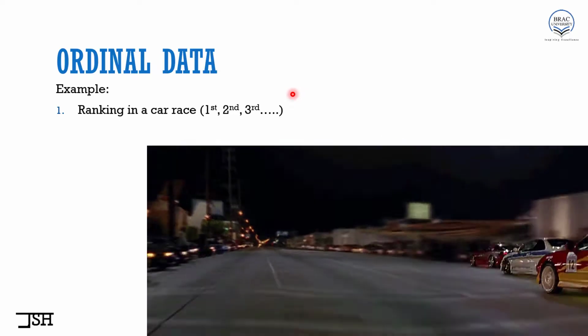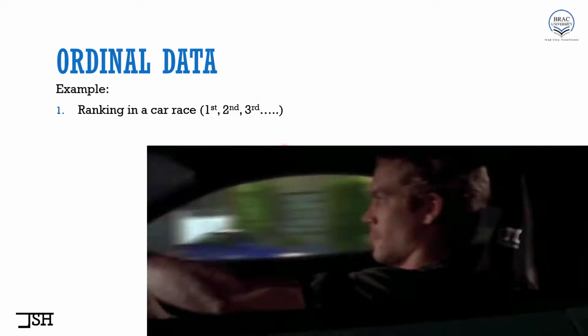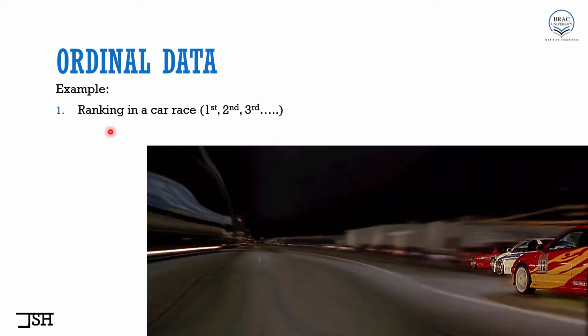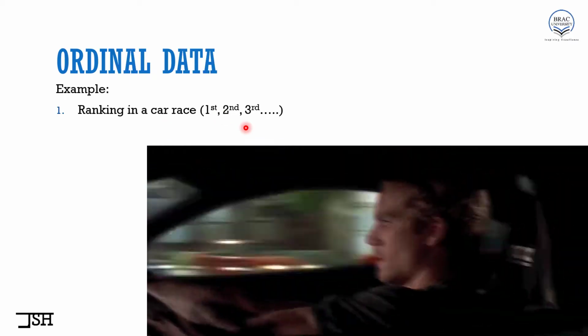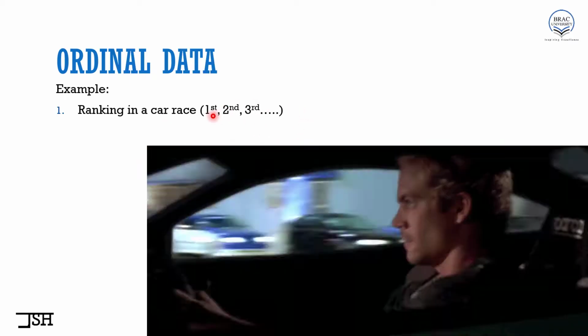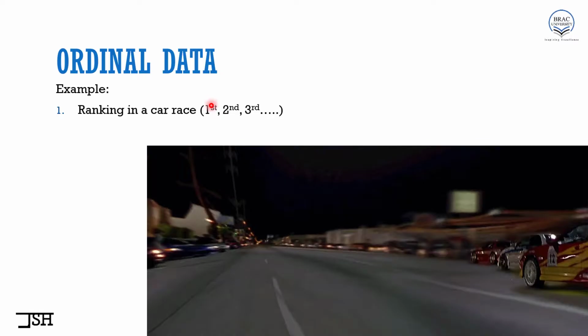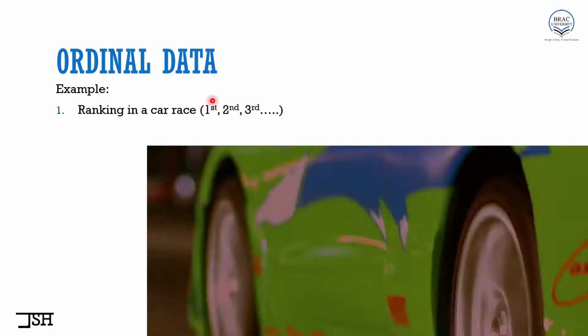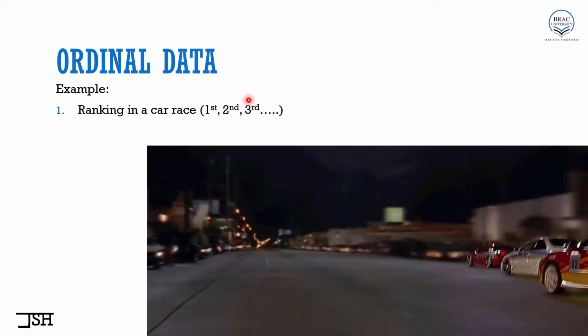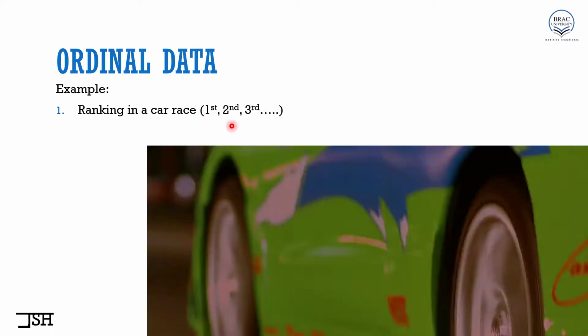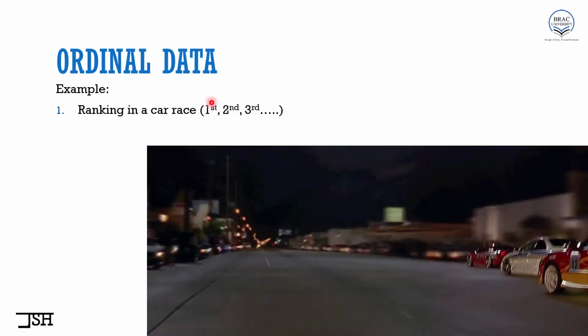So again, just to summarize, in this question, ranking in a car race, we have two characteristics. One is categories, so we have different categories, first, second, third, and along with that, we have a certain order in between these categories. So first is the best, then comes second, then comes third. And because of these two combined characteristics, we are calling this an ordinal data.